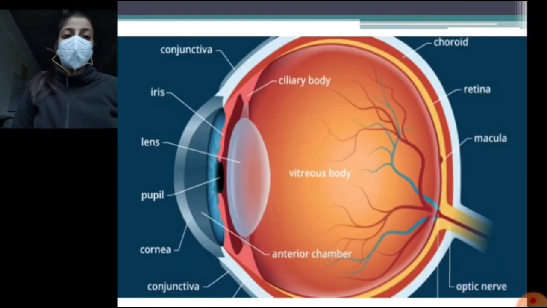Next, this is the normal anatomy of the eye, in which we have the conjunctiva, iris, lens, pupil, cornea, ciliary body, vitreous body, anterior chamber, choroid, retina, macula, and optic nerve.